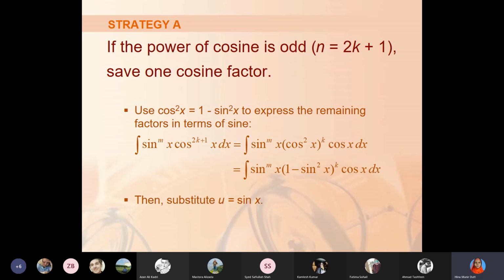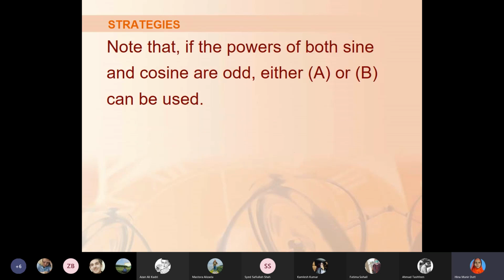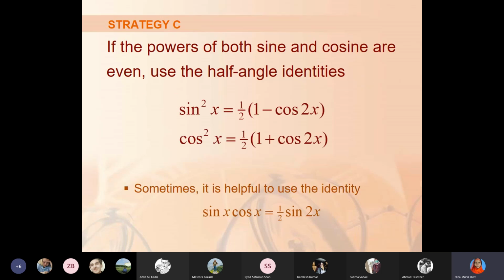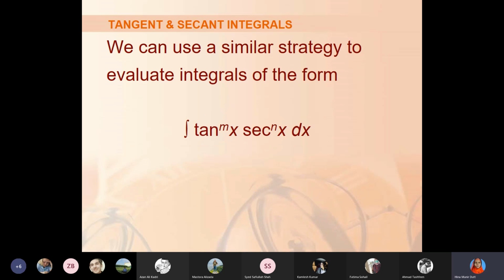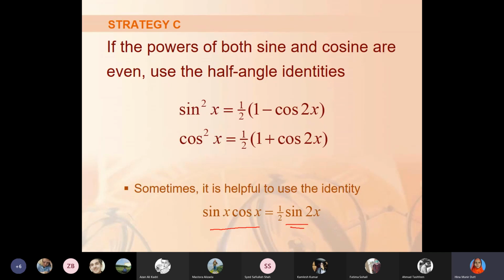Two strategies, A and B. If the powers of both sine and cosine are odd, you can use either A or B. Your answer will be correct in both cases. But if both the powers of sine and cosine are even, you will use half angle identities. Also you can use the double angle identity of sine. That's all for today's lecture.